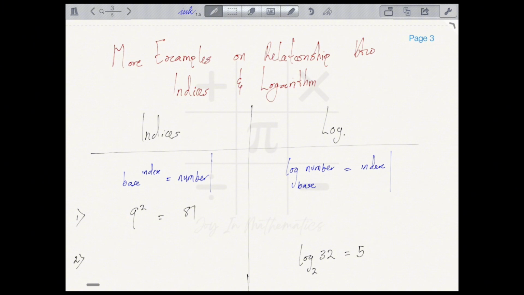So in the last video, we established that when we have the base raised to the power of the index, is equal to the number. So we are saying something like x raised to the power n is equal to y, and the related version in logarithm will be the log of the base. That means we are saying that log of y to base x is equal to the index n.